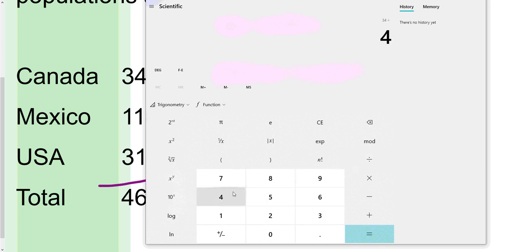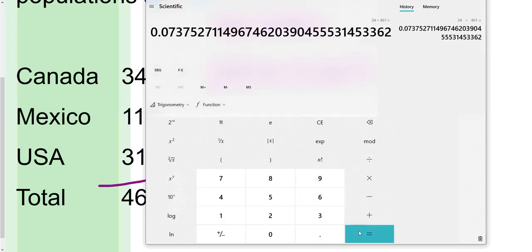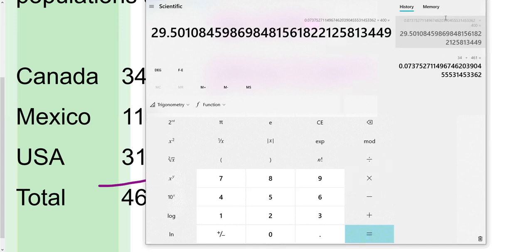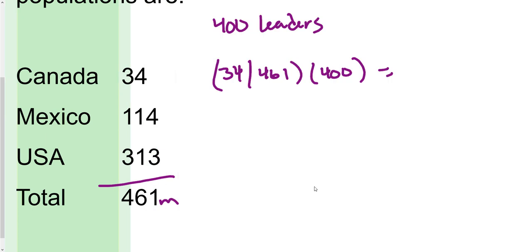34 divided by 461 equals about 7.37%. And we're going to multiply that by 400, 29.5011.